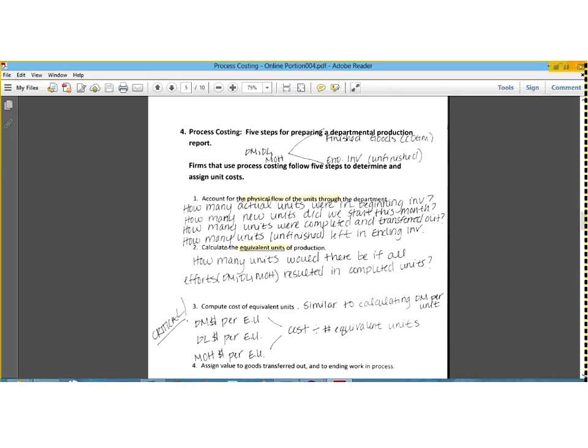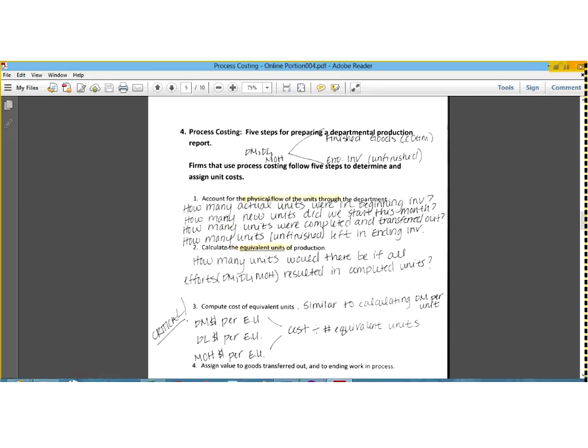So the first step, we have to account for the physical flow of the units through the department. So we need to be able to answer the questions: How many actual units were in beginning inventory? So how many units were in beginning inventory that we need to complete? How many new units did we start this month?